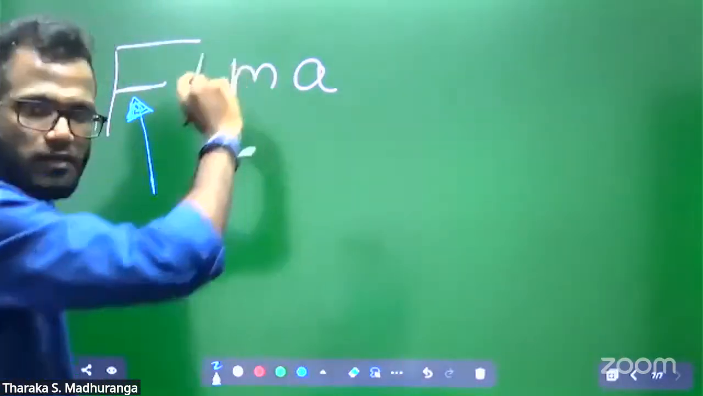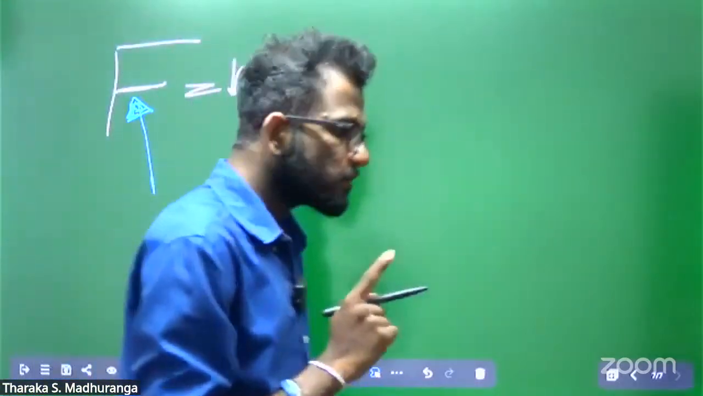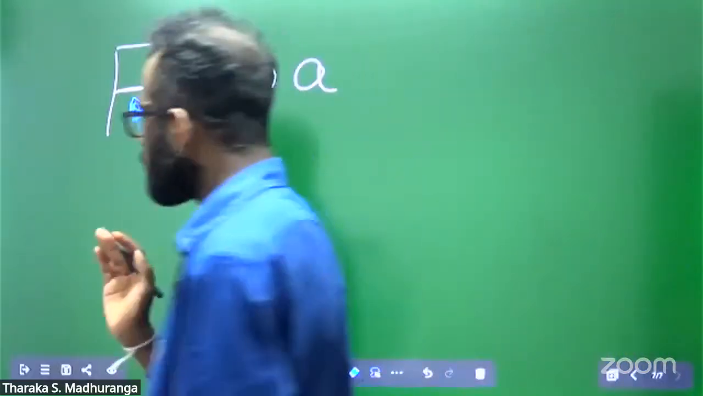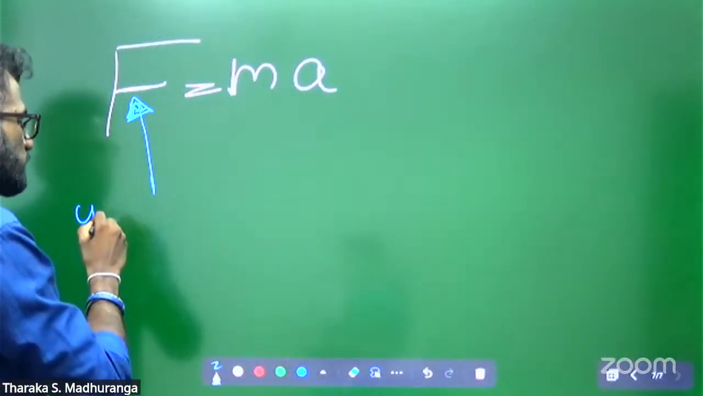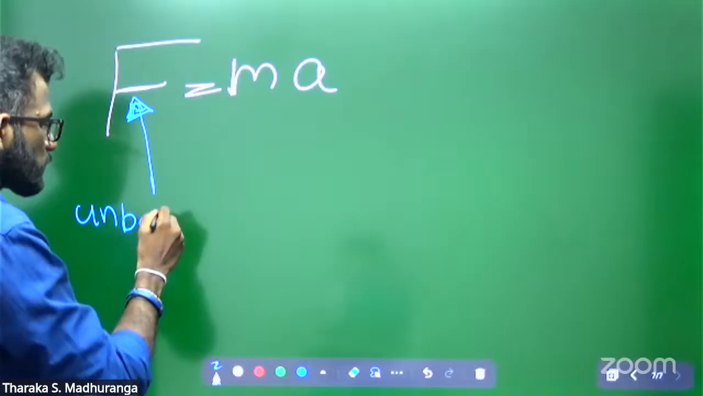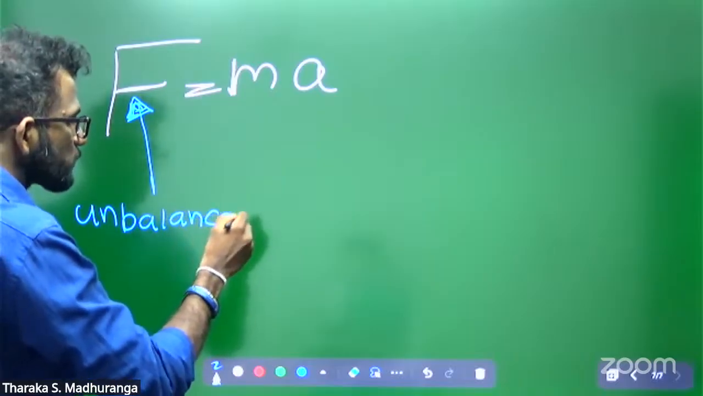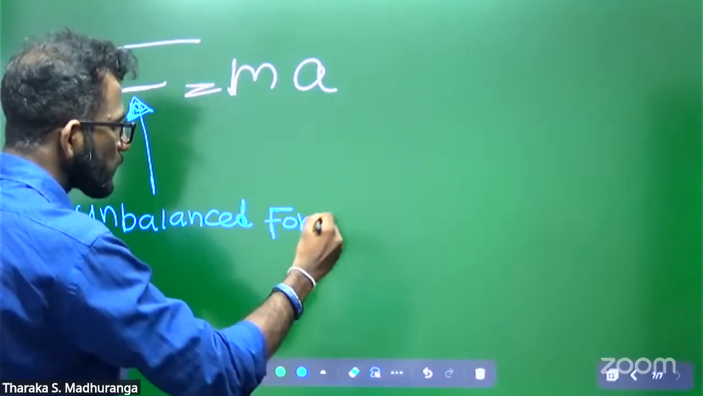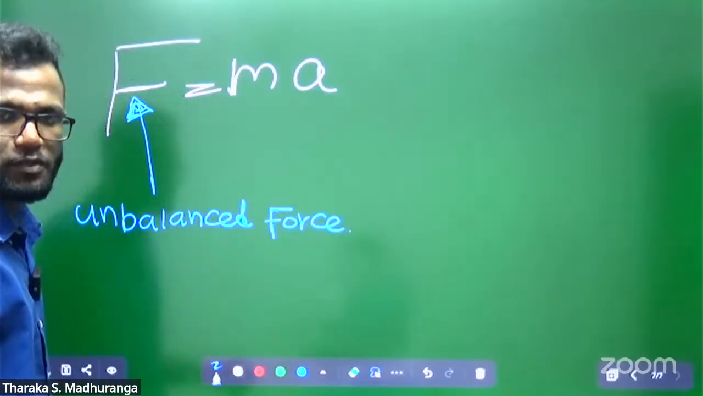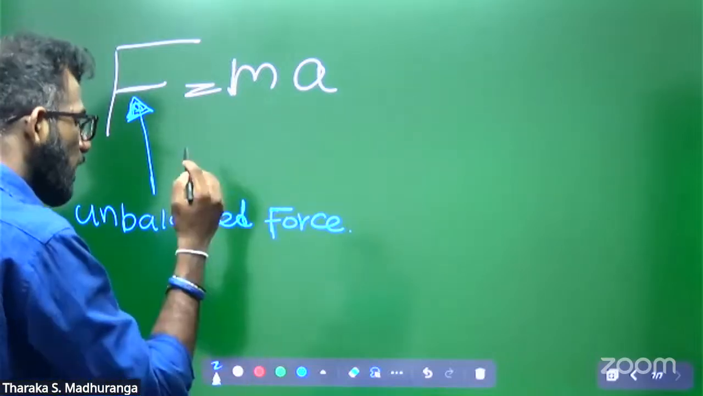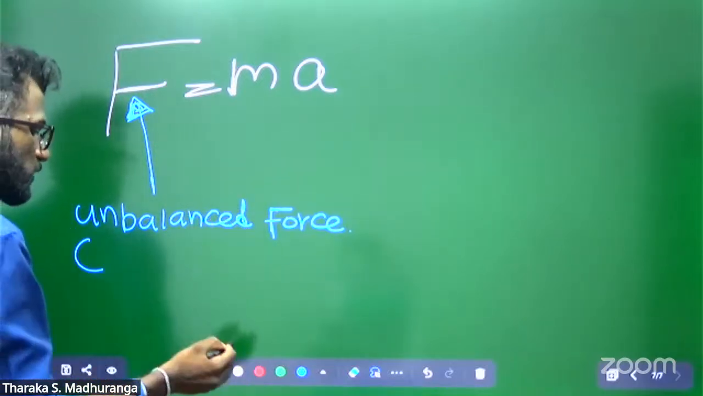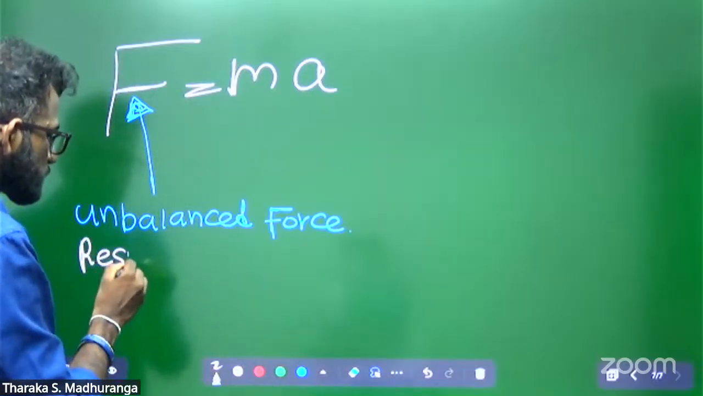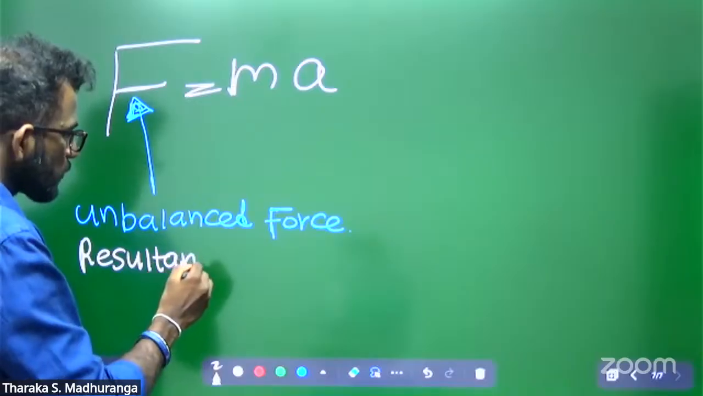Always remember, F is not force. F is always unbalanced force. That's very important. In your final equation, you can name the F as unbalanced force. Within brackets you can write it is resultant force. Don't think about these names.